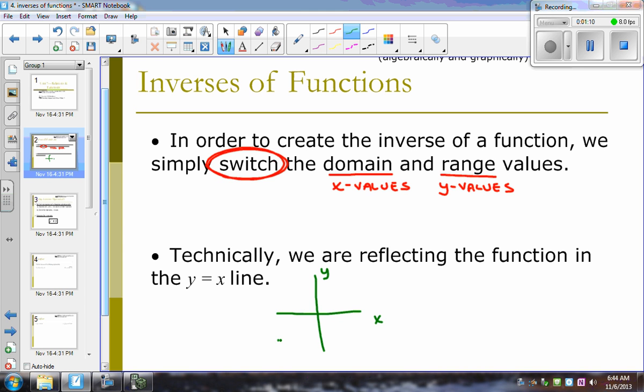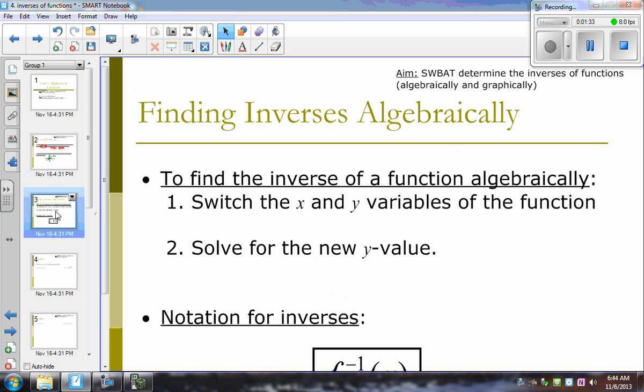The y equals x line is that invisible diagonal that cuts through all points of equal x and y coordinates. So we have 1, 1, 2, 2, 3, 3, 0, 0, and so on in both directions. And what we're going to do graphically is actually create a reflection over that diagonal line. But before we get there, we want to discuss our algebraic approach.